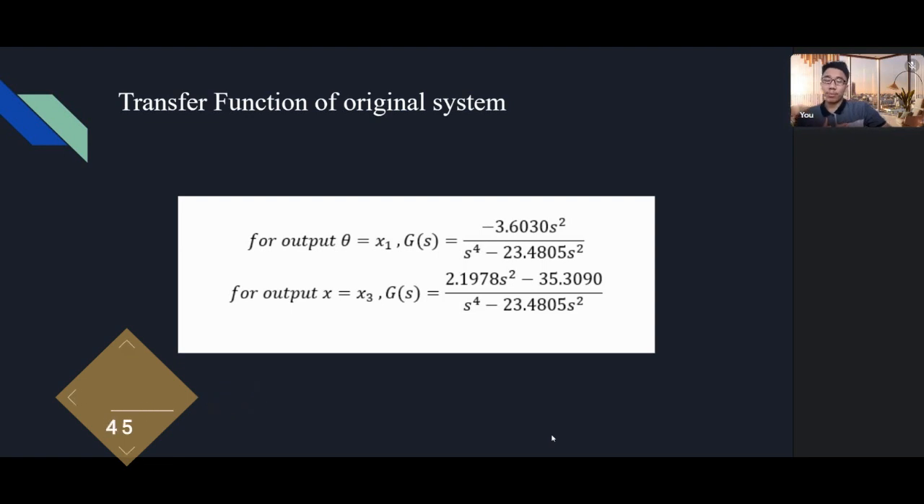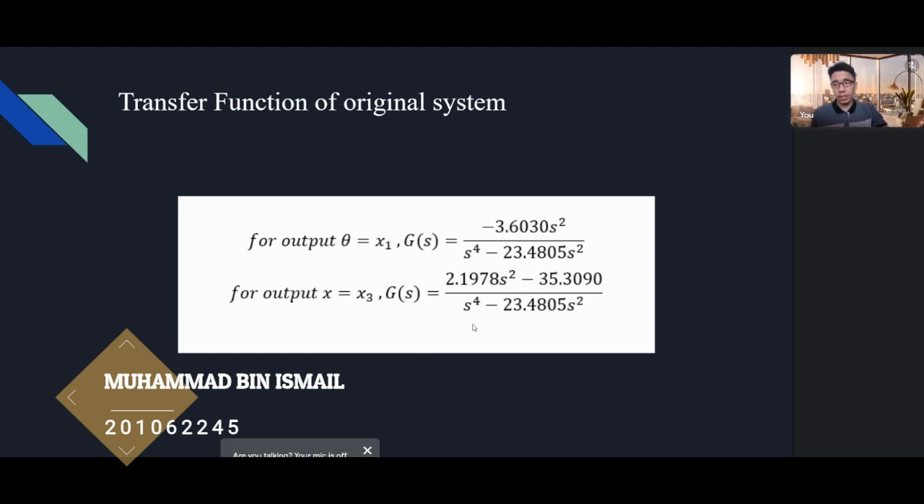Okay, my name is Muhammad. For the transfer function of the original system, we get it from the MATLAB coding, and then we get this transfer function for the angle and displacement.